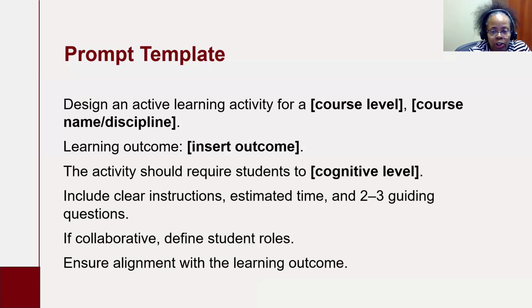And so first you'll notice that we start with the context, the course level. Is it undergraduate, graduate, course name or discipline? Is it nursing? Is it biology? Is it psychology? Context matters. AI outputs improve when we clarify who the learners are and where this activity lives.